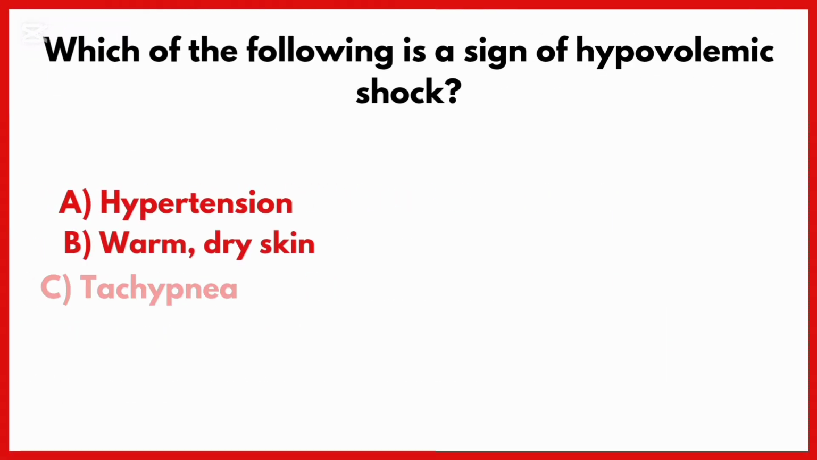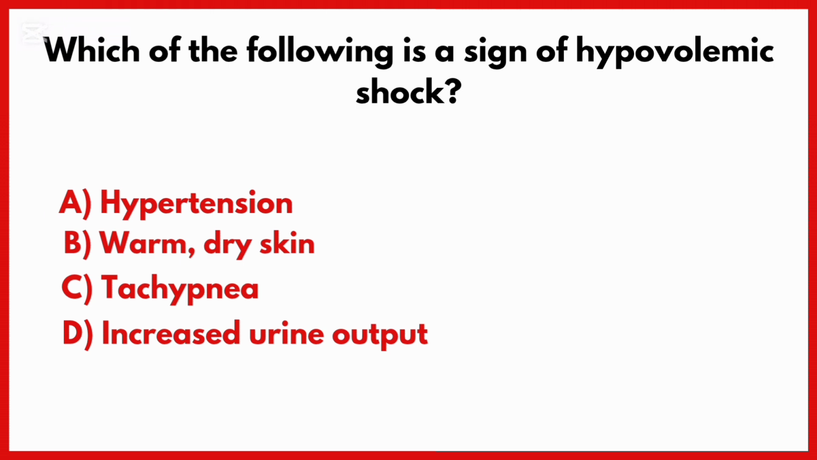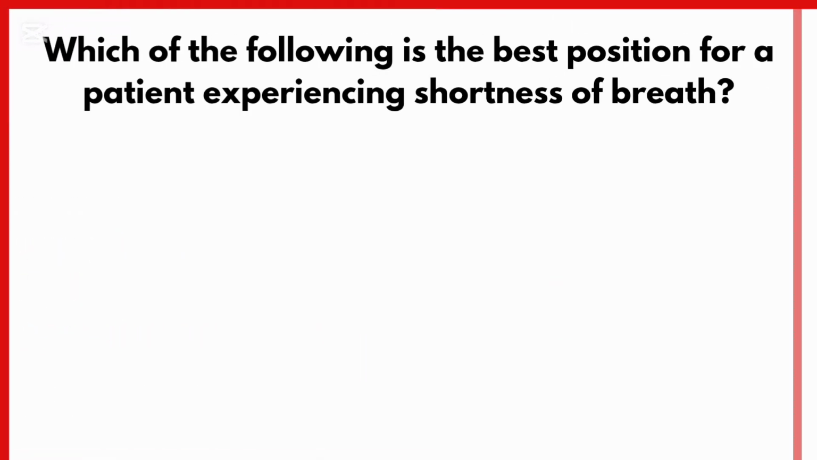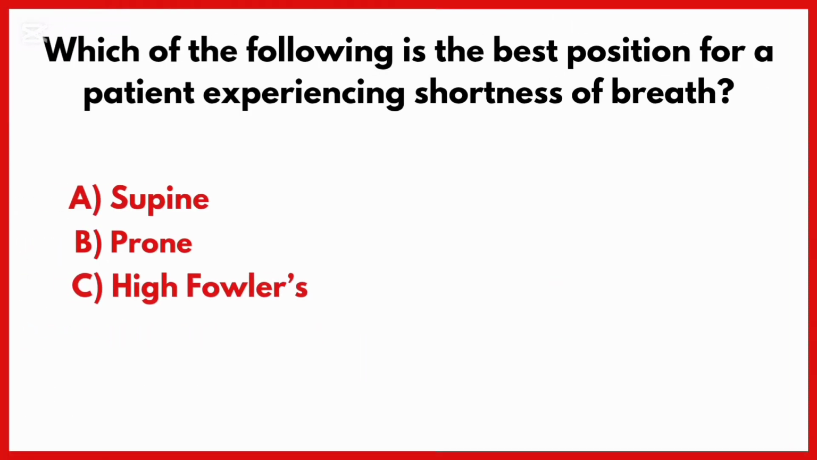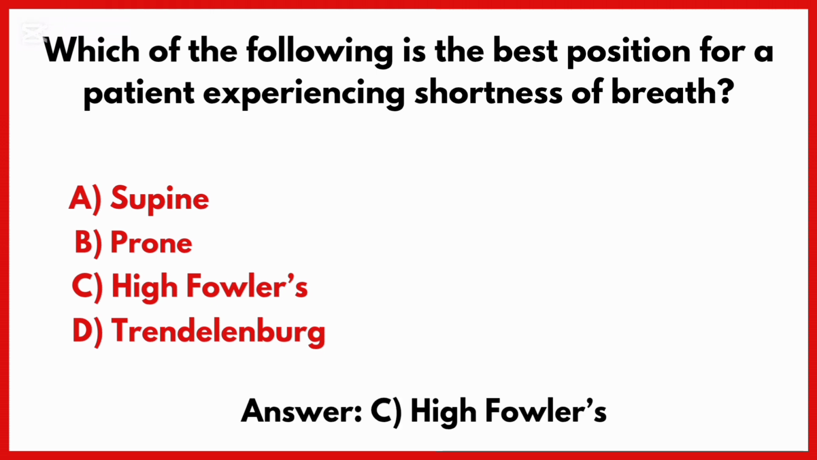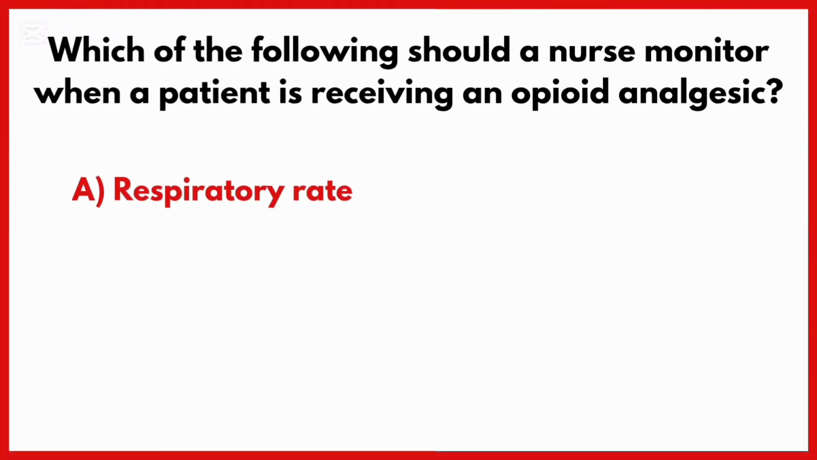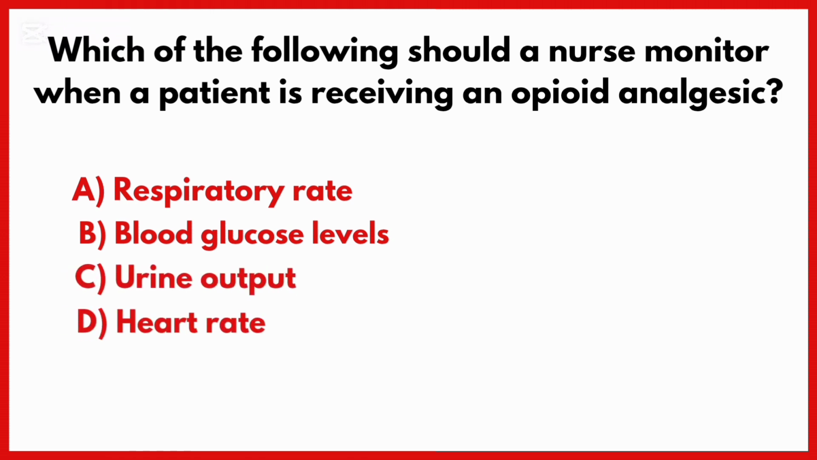Which of the following is a sign of hypovolemic shock? Correct answer is option C. Tachypnea. Which of the following is the best position for a patient experiencing shortness of breath? Correct answer is option C. High Fowler's. Which of the following should a nurse monitor when a patient is receiving an opioid analgesic? Correct answer is option A.